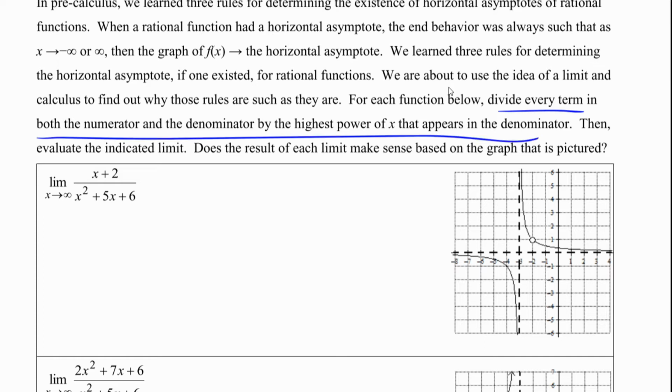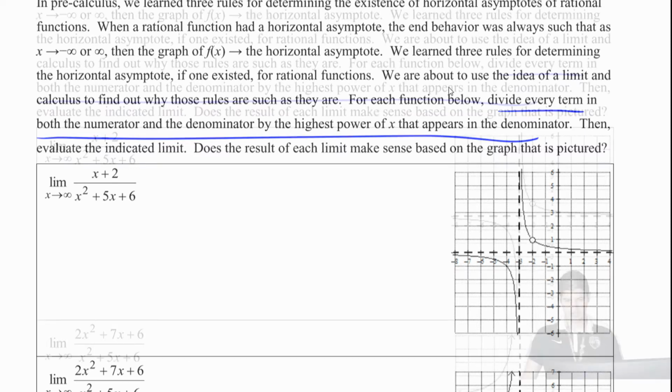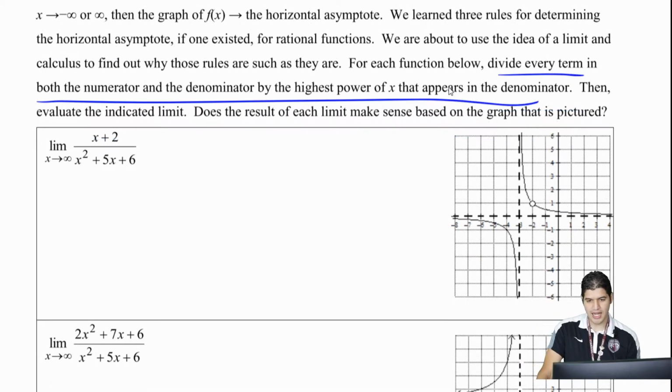And then we're going to evaluate the limit and just see if the result actually matches out. So let's do that. All right, so here my highest power is x squared in the denominator. So I'll have the limit as x approaches infinity of x over x squared plus 2 over x squared, divided by x squared over x squared plus 5x over x squared plus 6 over x squared.